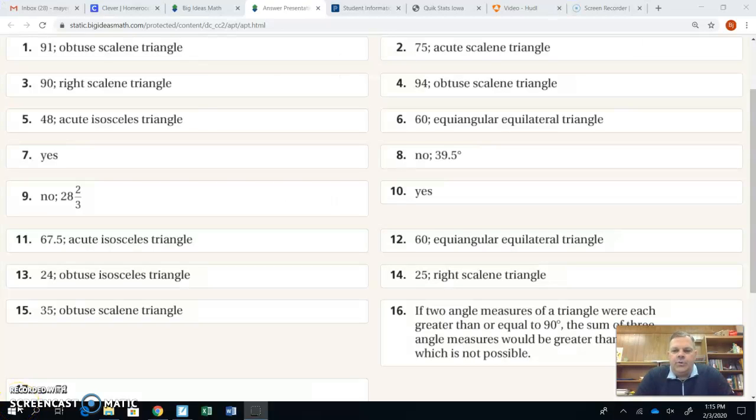Here are the answers to the homework for problems 1 through 17. If you just had like 75 degrees and did not have the acute scaling on there, you will get half credit. So again, remember the ones that we were talking about, problems number 4, number 10, and number 15. If you have any questions, you can shoot me an email and I will answer those. Otherwise, we'll be good to go.